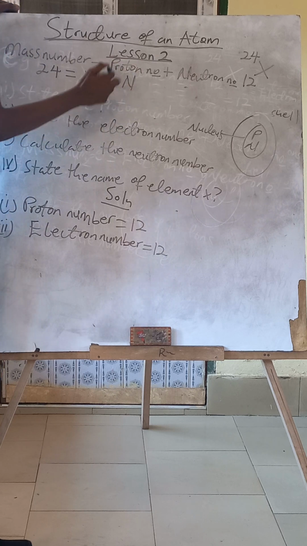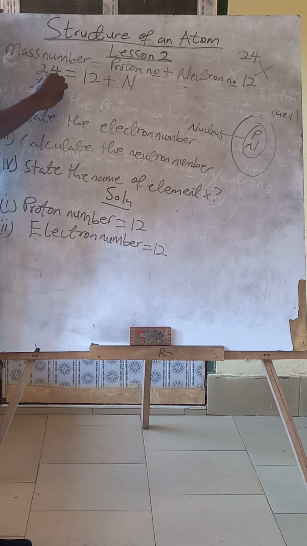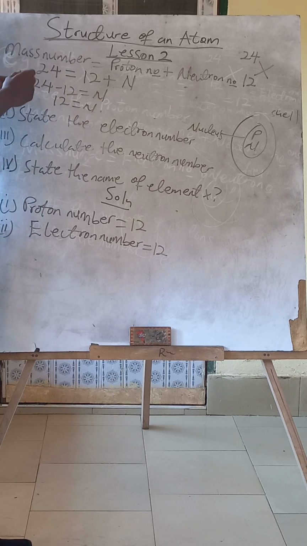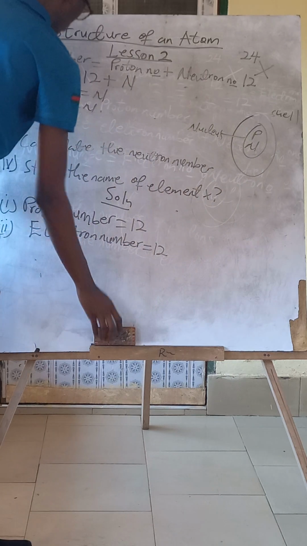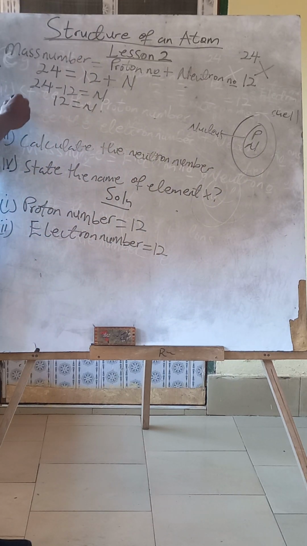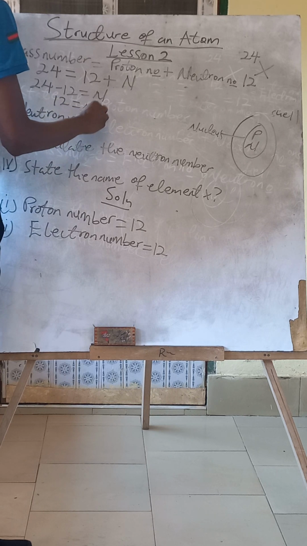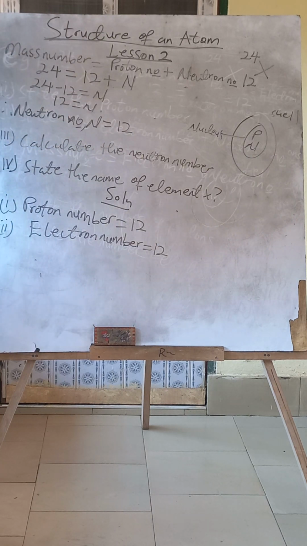This is the symbol for neutron number, capital N. So changing the subject, 24 minus 12 equals N, so 12 equals N. Therefore, your neutron number N equals 12. This is how you will calculate the neutron number.